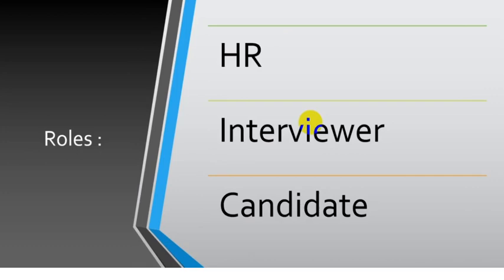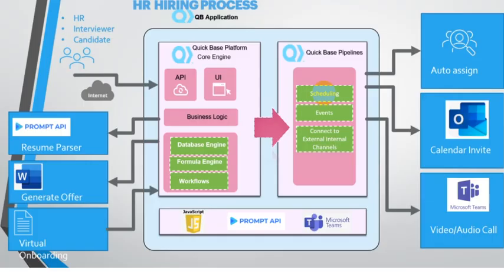The application helps in solving major problems like parsing of the resume and extracting the vital information from the resume to QuickBase tables. We have integrated Prompt API with QuickBase for resume parsing. Second is automatically aligning the interview based on the candidate skill set. We have used a simple algorithm to align the interviewer. However, this can be leveraged and enhanced with machine learning.